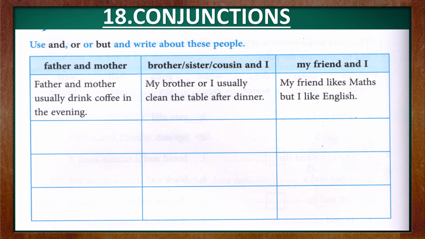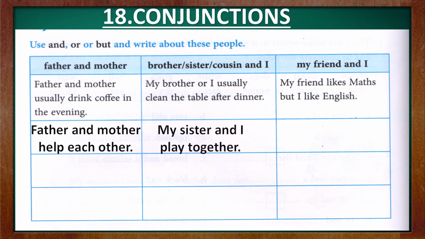In the first row we will use "and", in the second row we will use "or", and in the third row we will use "but". So using father and mother, we have to use "and". So we make one sentence. Father and mother help each other. So "and" is the conjunction here. Next, brother, sister, cousin and I. The first sentence given is my brother or I usually clean the table after dinner. So here we have to use "and". My sister and I play together.